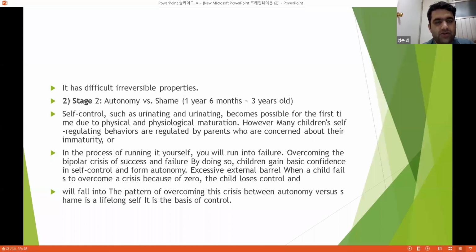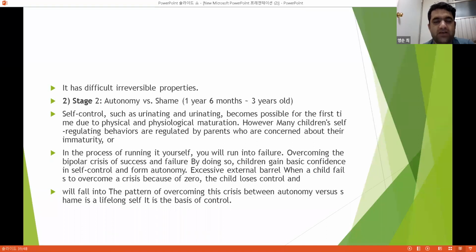Stage number 2, autonomy versus shame, from the first year to 3 years. Self-control, such as urinating, becomes possible for the first time due to physical and psychological maturation. However, many children's self-regulatory behaviors are restricted by parents who are concerned about their immaturity. In the process of doing it yourself, you will run into failure, overcoming the bipolar crisis of success and failure. By doing so, children gain basic confidence in self-control and form autonomy.